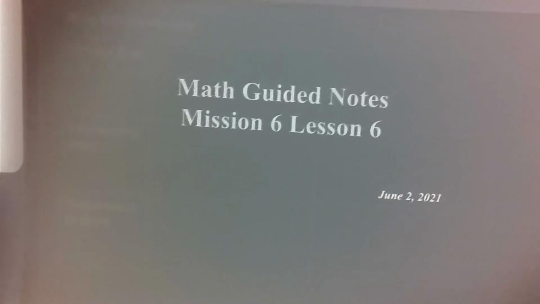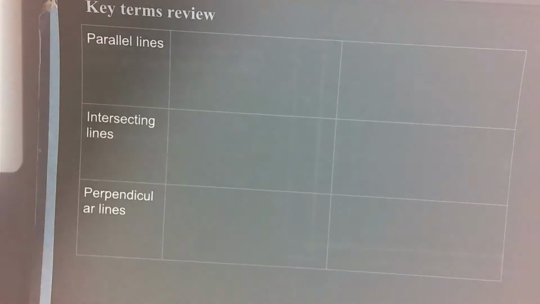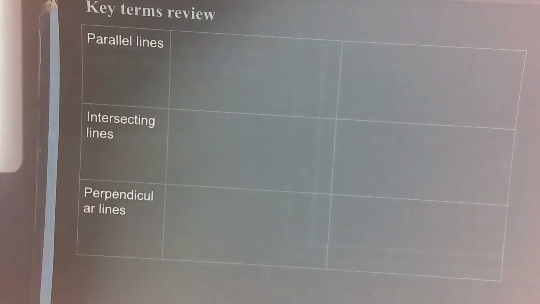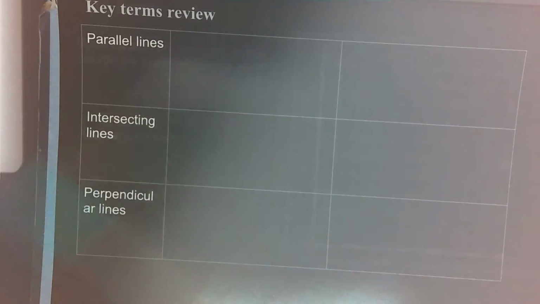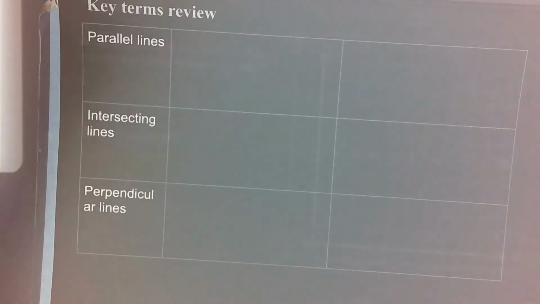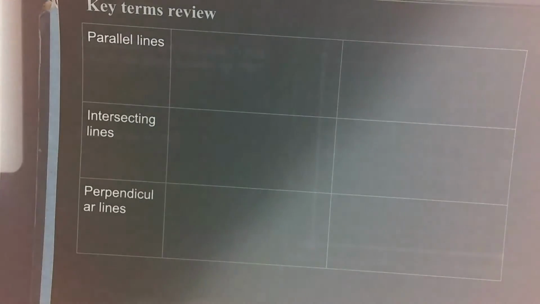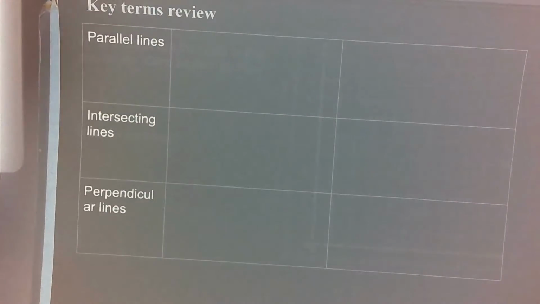We're going to continue with the coordinate plane, but we're going to have fractions as our coordinate units. Before we get started, let's remind ourselves of these three key terms that we defined yesterday. Students, on your own, go ahead and fill in the definitions of parallel, intersecting, and perpendicular lines, and draw one example of each. Let's take a few minutes to do that now.